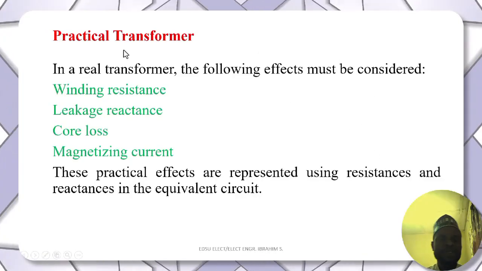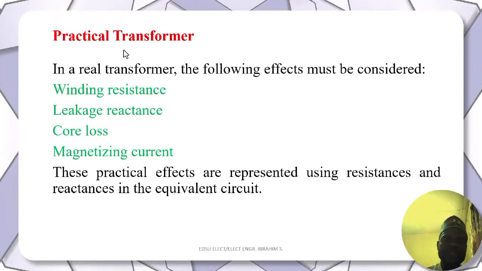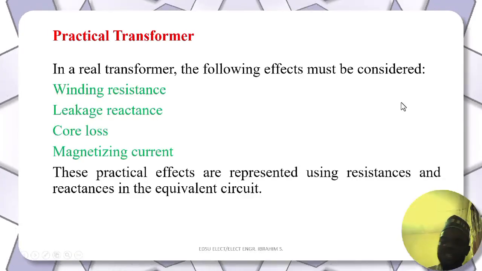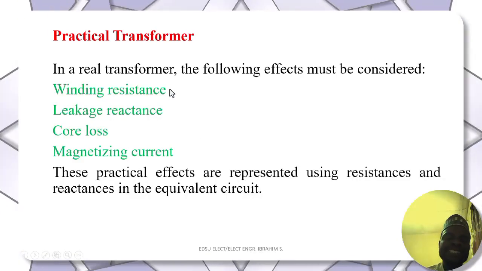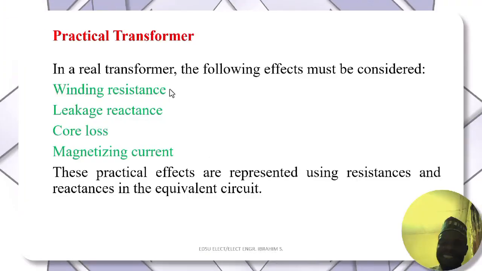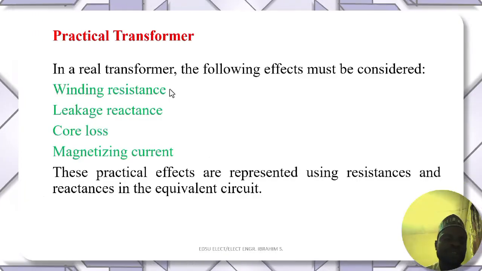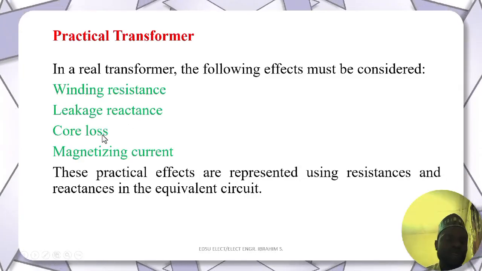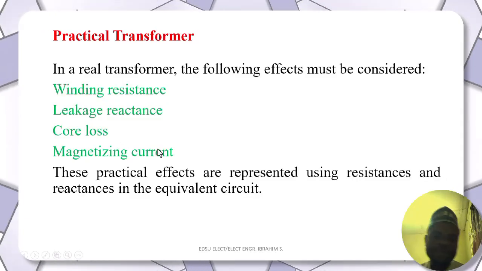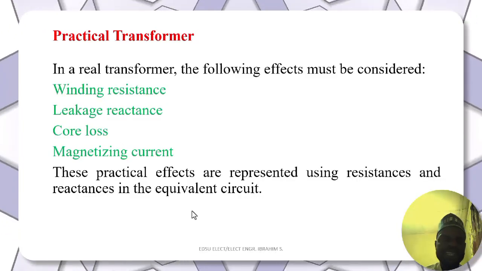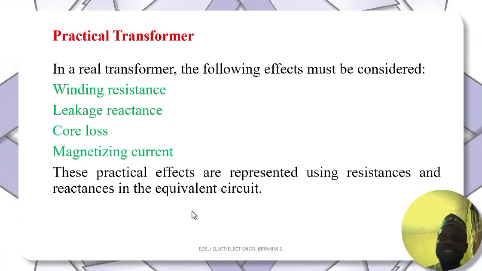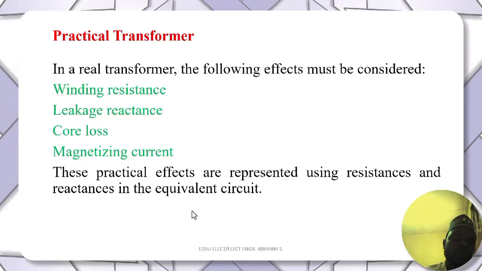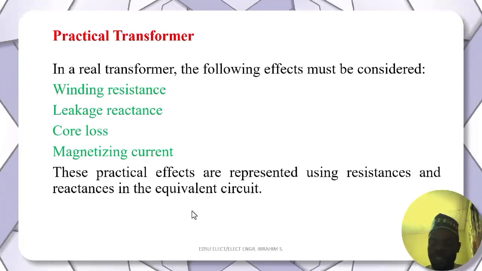So, the practical transformer, the transformer in reality. In a real transformer, the following effects must be considered. You don't have to assume them. Number one, winding resistance, both at the primary, at the secondary, and at the shunt part of the transformer. Two, leakage reactance. Three, core loss. And four, magnetizing current. These practical effects are represented using resistances and reactances in the equivalent circuit. These are one of the reasons why we decided to discuss the equivalent circuit of a transformer.